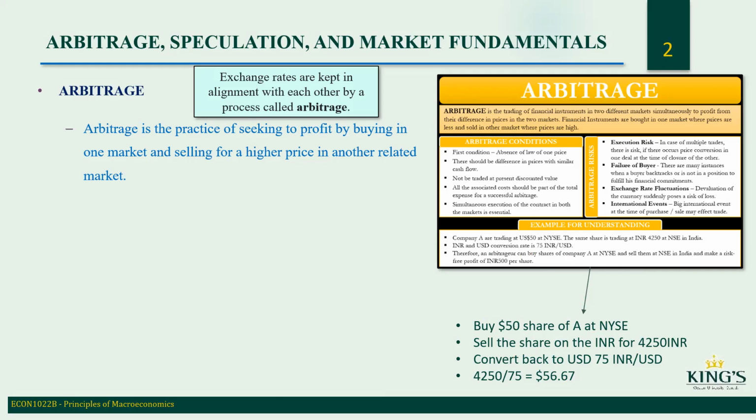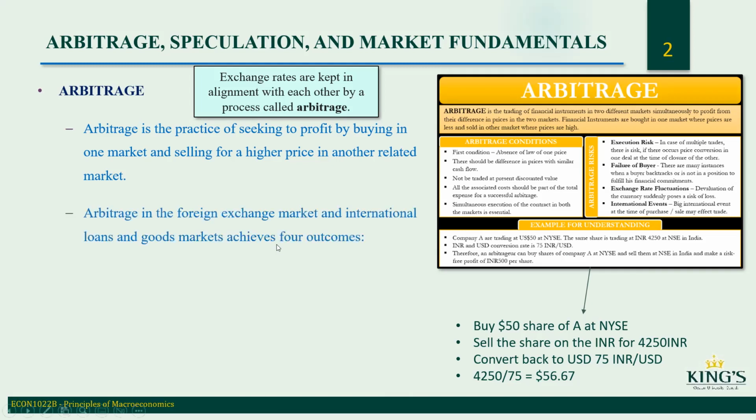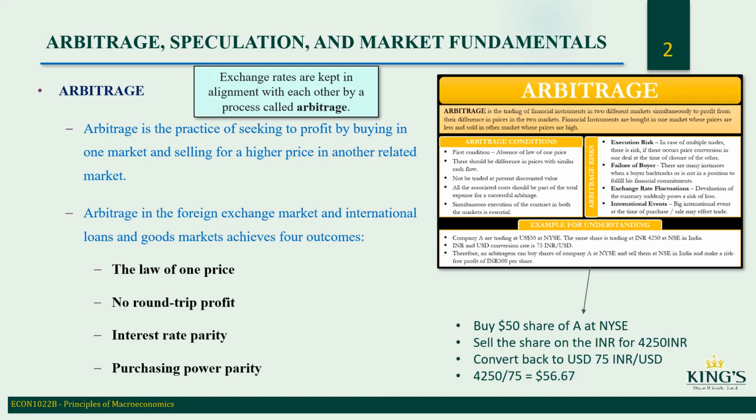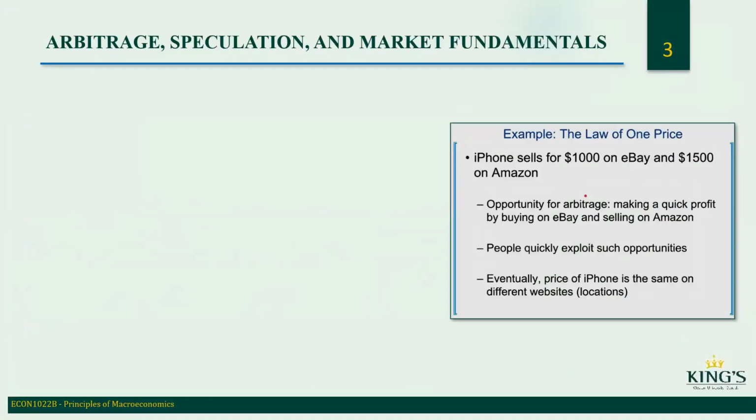So you could do arbitrage in this situation where you buy the stock at a lower price in the New York Stock Exchange and sell it for a higher price on the India Stock Exchange. So that's a potential benefit you can have. So arbitrage in the foreign exchange market, international loans and goods markets achieves 4 outcomes: the law of one price, no round trip profit, interest rate parity, purchasing power parity. So arbitrage, speculation, market fundamentals.